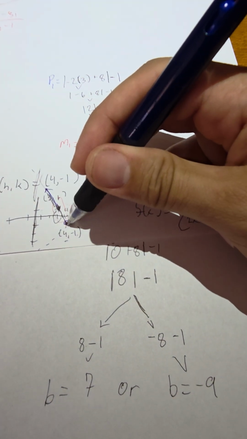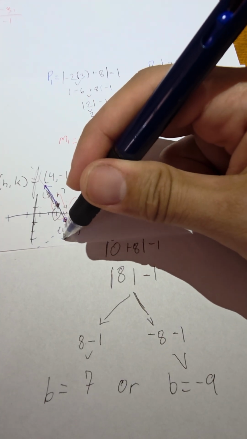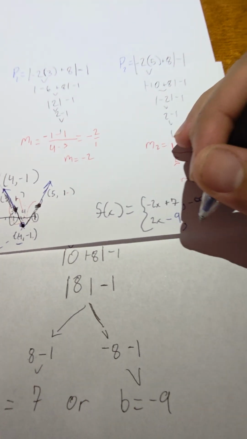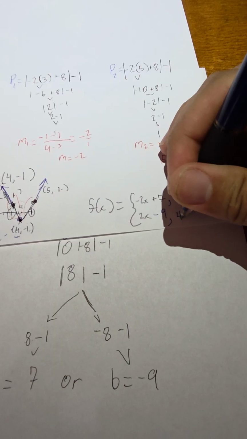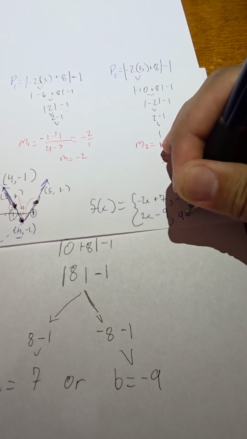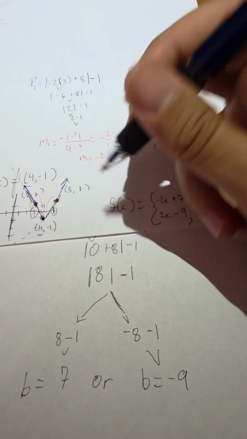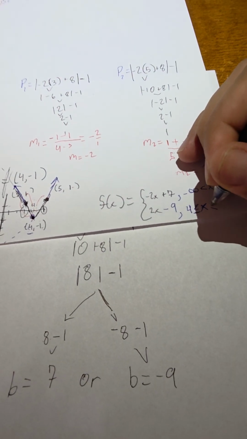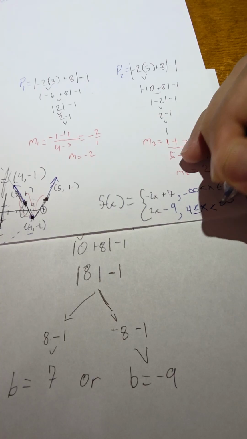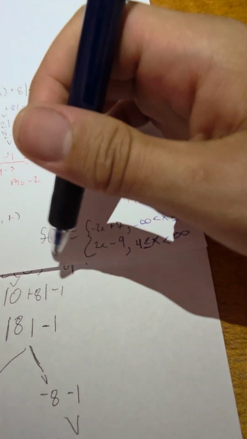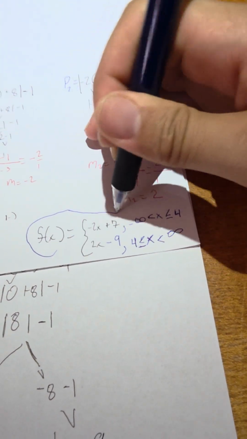Perfect. Now our next equation is this line right here. This line starts at the vertex, so our start is going to be 4. Because it starts at the point, it's going to be less than or equal to x, and it goes on forever and ever, so it ends up being less than infinity. And that right there is our answer to this equation.